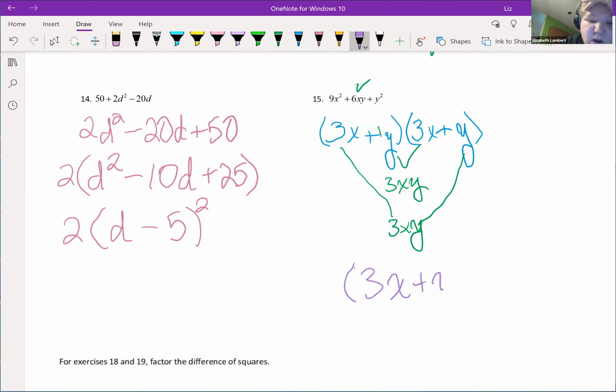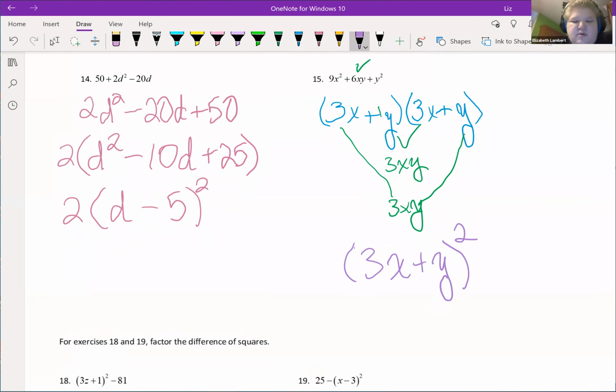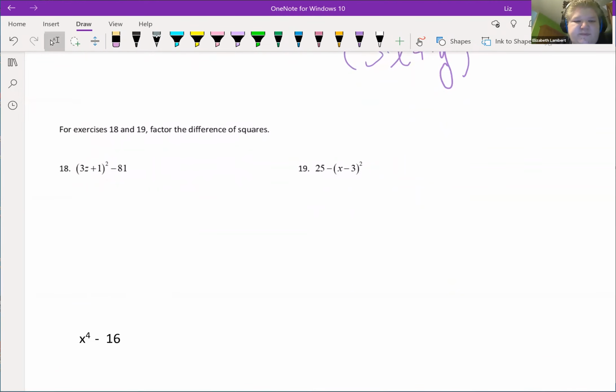3x plus y squared. Whoa. And the crowd goes, no, the crowd is asleep. Competitive math puts you to sleep.